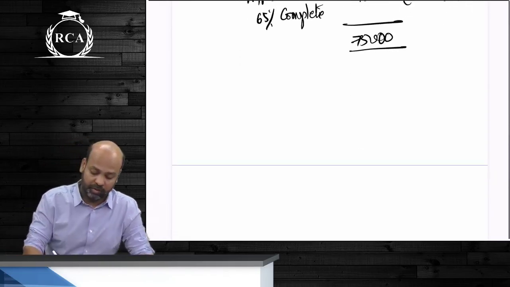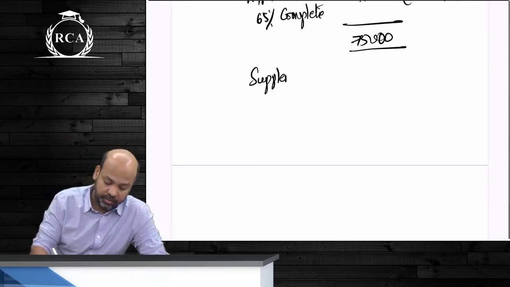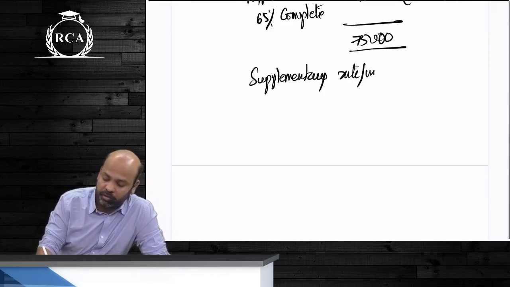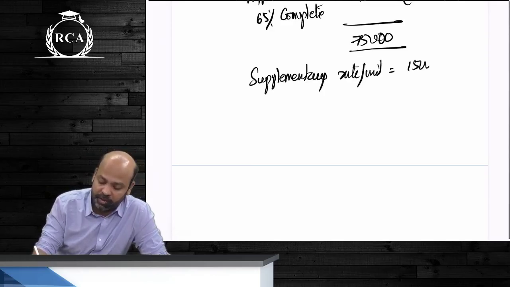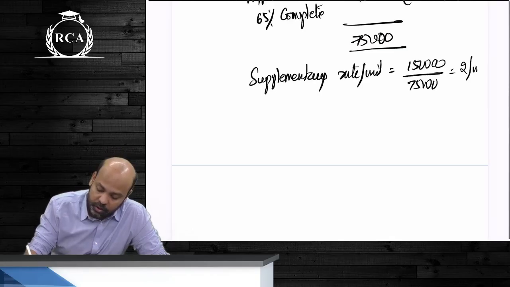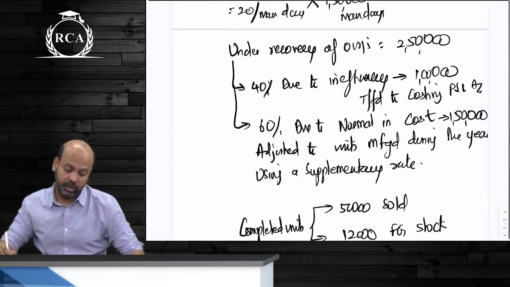Now what will be your supplementary rate per unit? Supplementary rate, guys, overhead recovery rate would be 1,50,000 divided by 75,000, and that is 2 rupees per unit. Is it understandable or not?